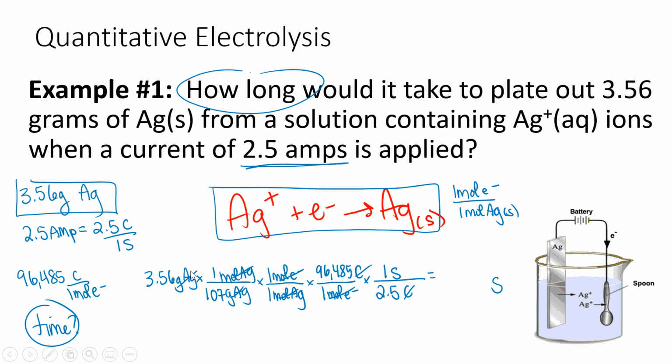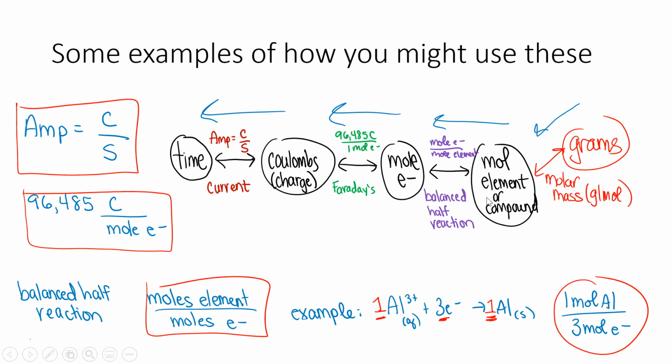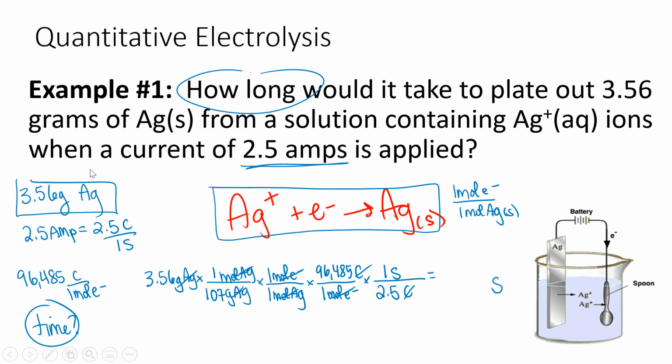I tend to set it up as one big dimensional analysis problem, but you can break it down into several mini steps and solve it that way. But the process will be the same. You're using these ratios to convert from one unit to another unit. So you're going to stop and solve here.